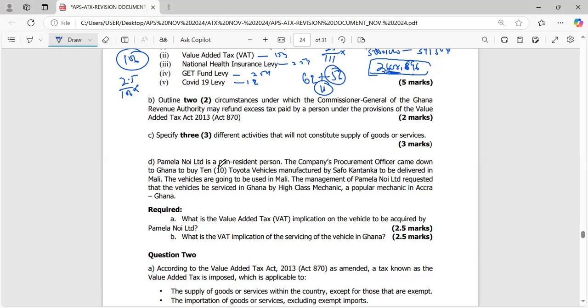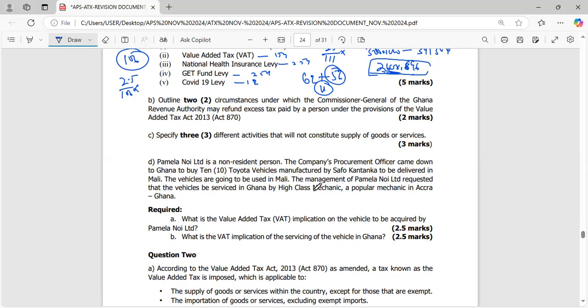Pamela New Limited is a non-resident person. The company's procurement officer came down to Ghana to buy 10 Toyota vehicles manufactured by Safu Katanka to be delivered in Mali. This is supply for export. The vehicles are going to be used in Mali, not in Ghana. The vehicles were manufactured in Ghana. The management of Pamela New Limited requested that the vehicles be serviced in Ghana by a popular high-class mechanic in Accra. What is the value-added tax implication on the vehicle to be acquired?